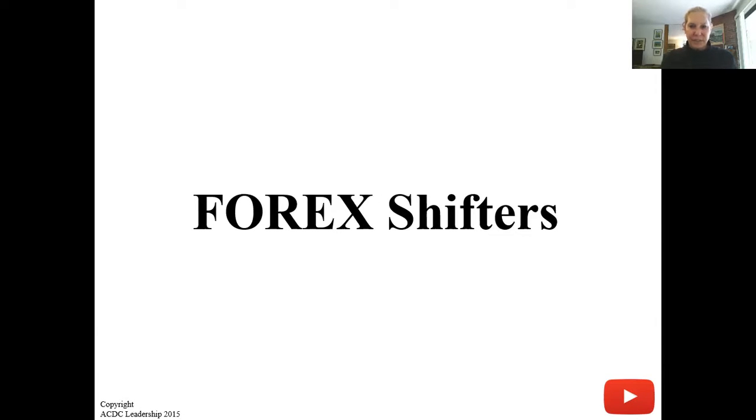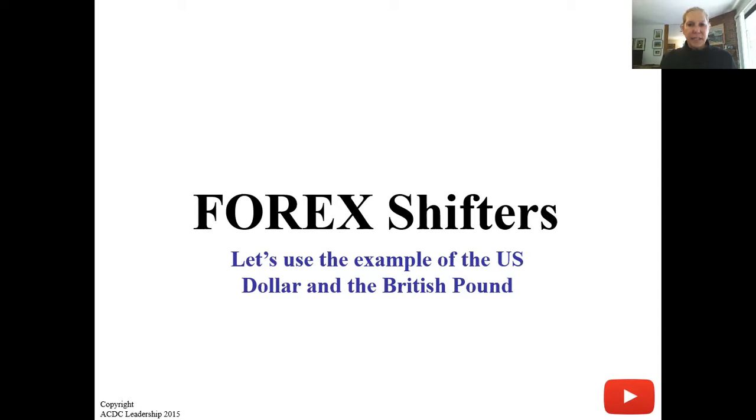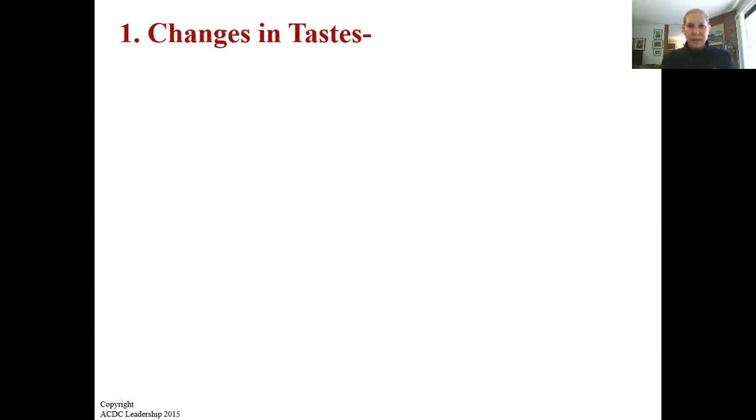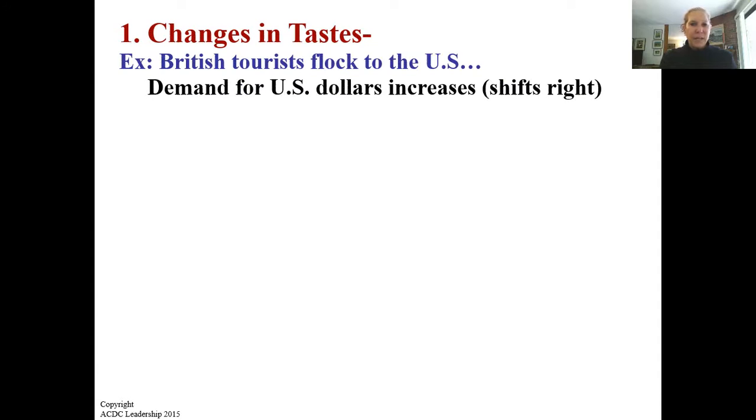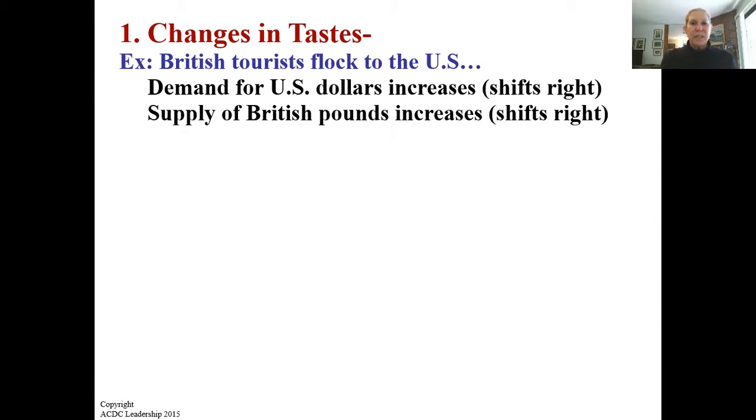Foreign exchange shifters. Let's use the example of the US dollar and the British pound. You have changes in taste. That's the first shifter. So, for example, British tourists flock to the United States. The demand for US dollars increases and shifts to the right. The supply of British pounds increases and shifts to the right. The pound depreciates and the dollar appreciates.